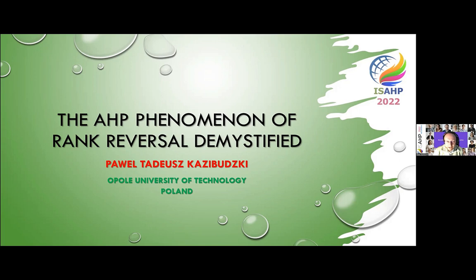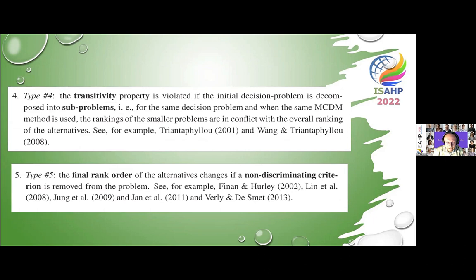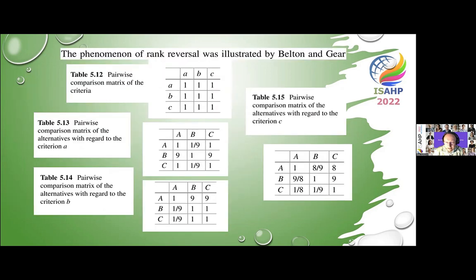My topic is the AHP phenomenon of rank reversal demystified. I would like to concentrate on something that was troublesome to scientists for many decades. Here I have a basic summary of what has been written so far about different phenomena of the AHP. Since the time is short, I will not discuss the details of these phenomena discovered over the years, but I will focus on something that very much interested me.